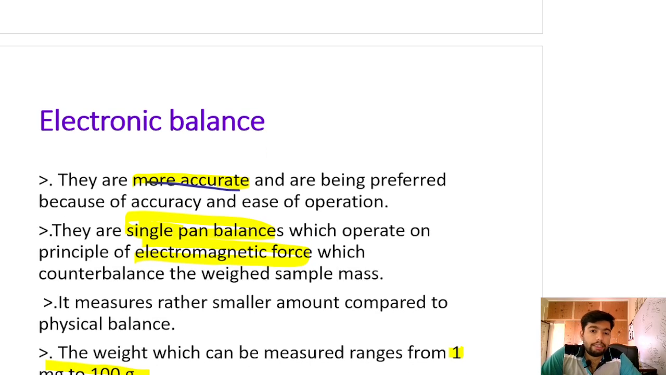So the facility of taring in electronic balances makes the measurement very easy, because the weight of the container is adjusted by the machine itself. So when you put the reagent or something in a container, that weight of the container has to be eliminated. So the electronic balance will do that automatically. So zero setting is there. You must have seen it in various shops also.